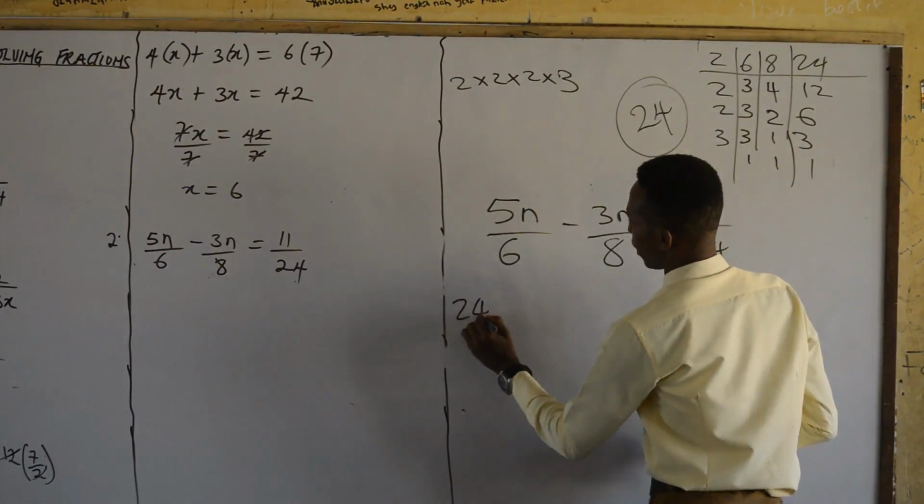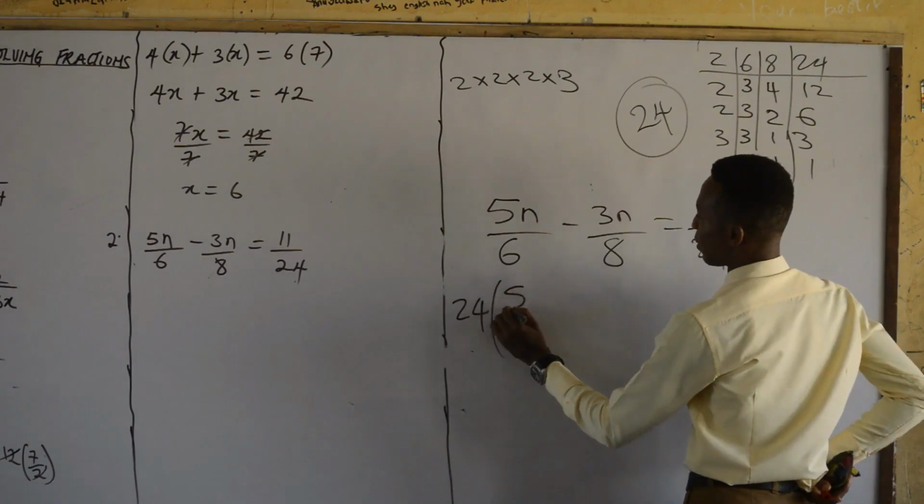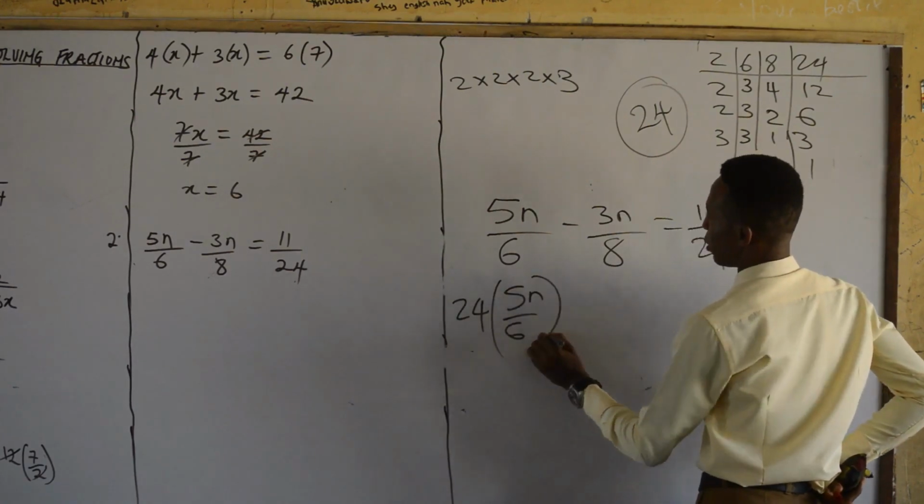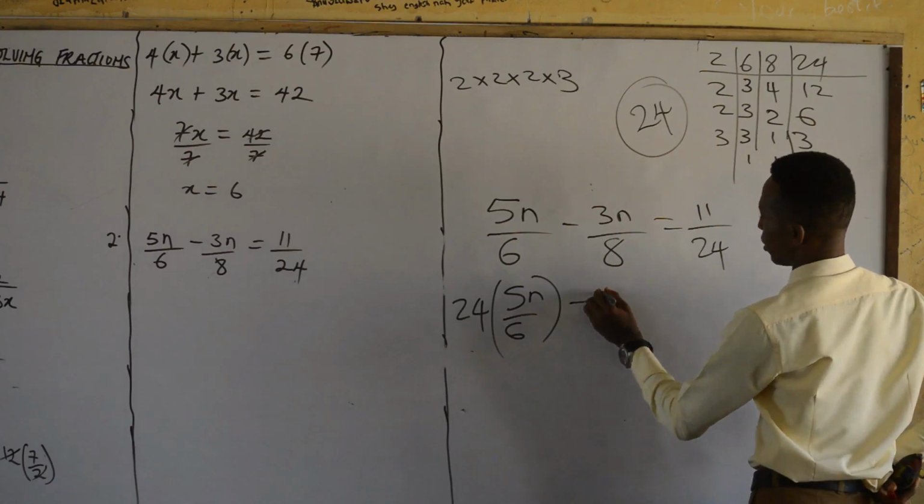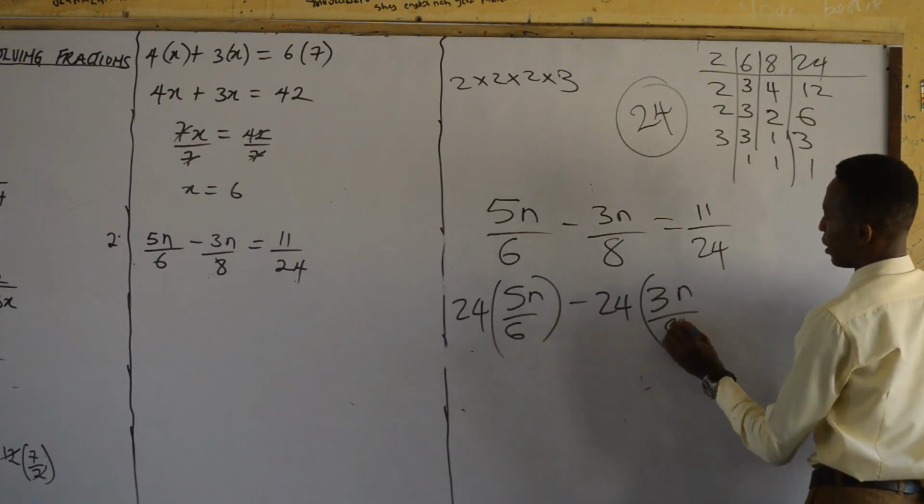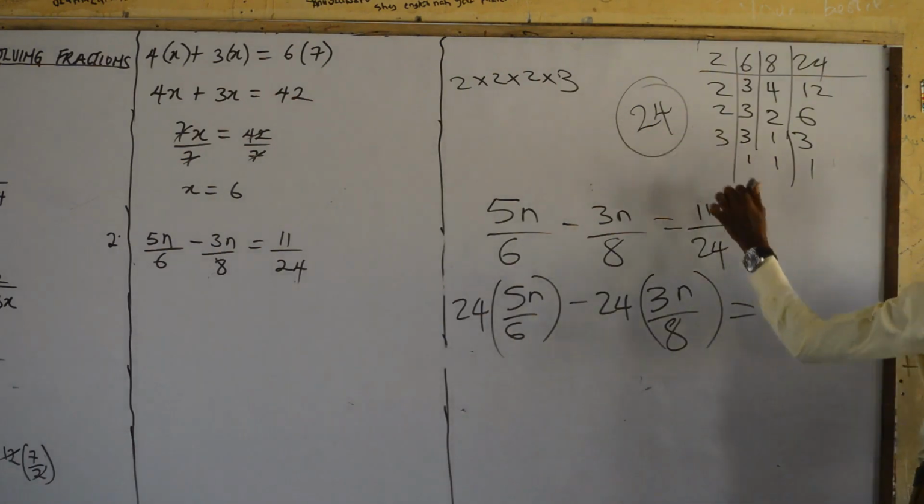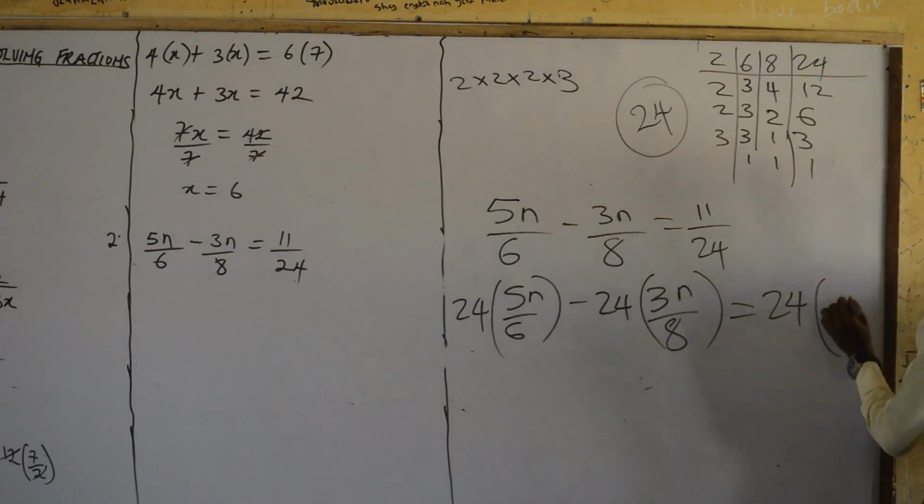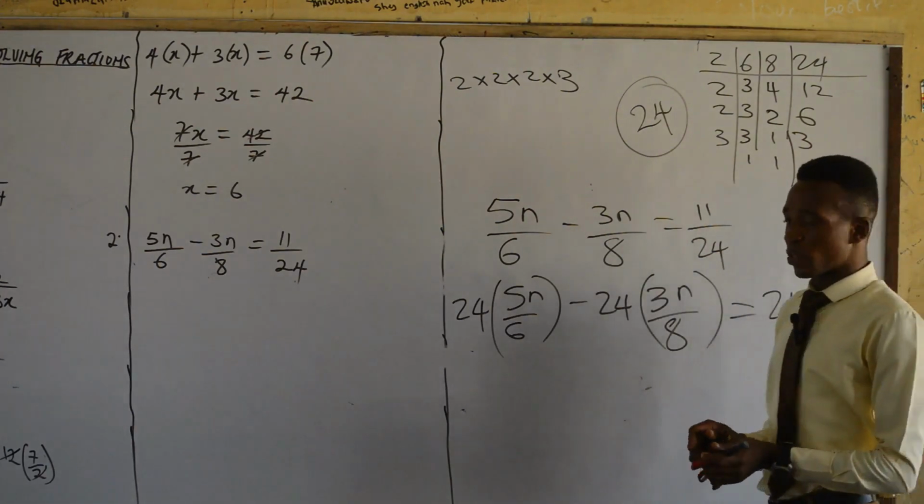Write out 24 into bracket 5n all over 6, minus, we also use 24 again, 24 into bracket 3n all over 8. Everything equals to 24 again into bracket 11 all over 24. Now after doing that, we now start cutting.